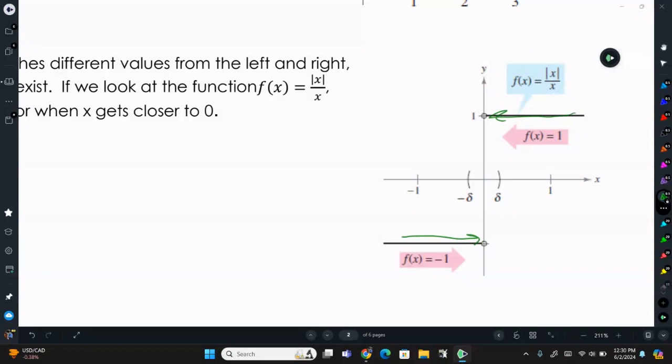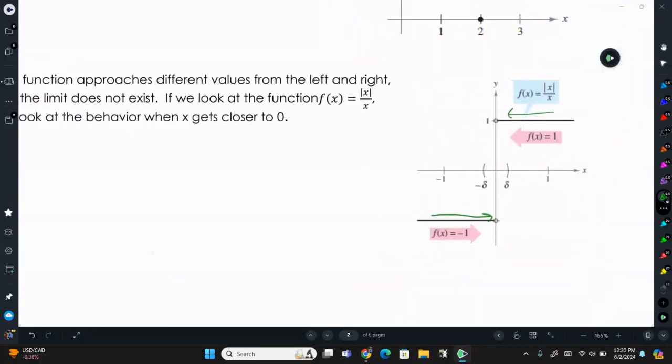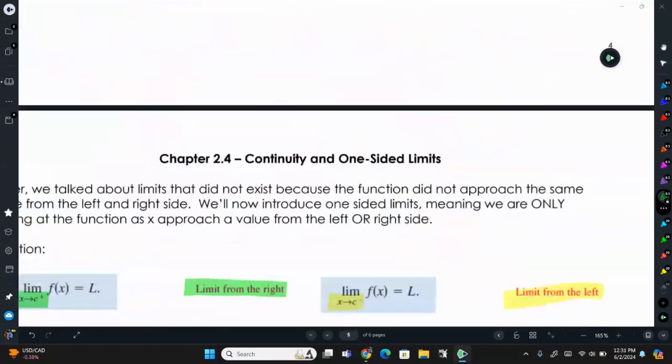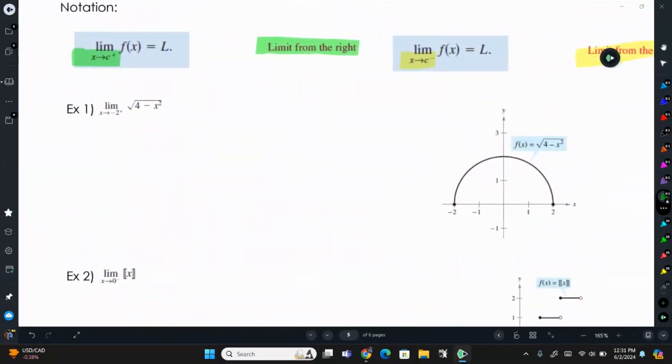But if we only cared about the left side, well, the limit from the left side does exist. It would be -1. The limit from the right side does exist. It would be +1. So the limit not existing overall doesn't mean that the limit from the left or the right doesn't exist either. So let's go back down here and look at these examples.